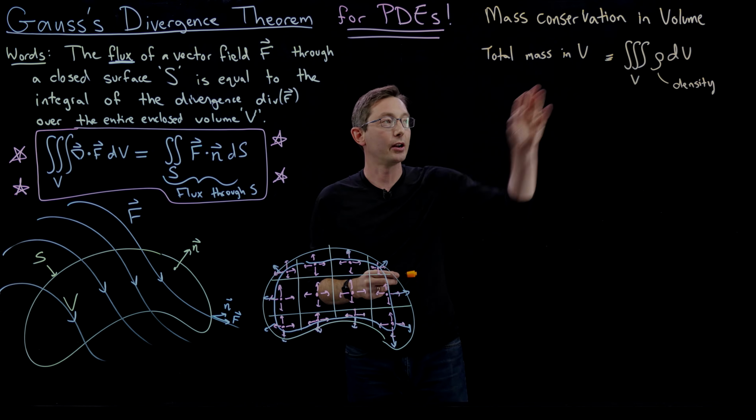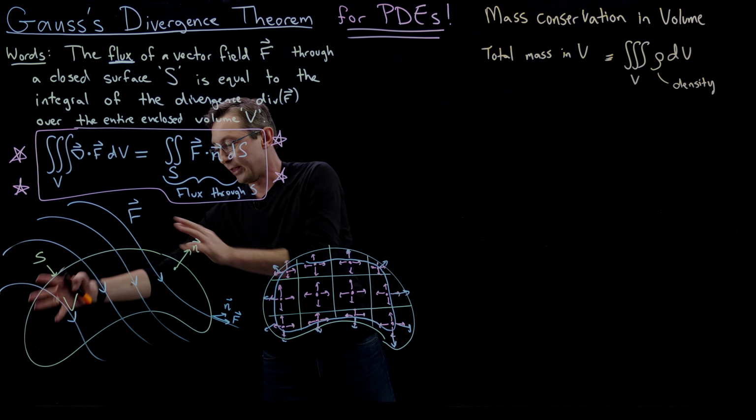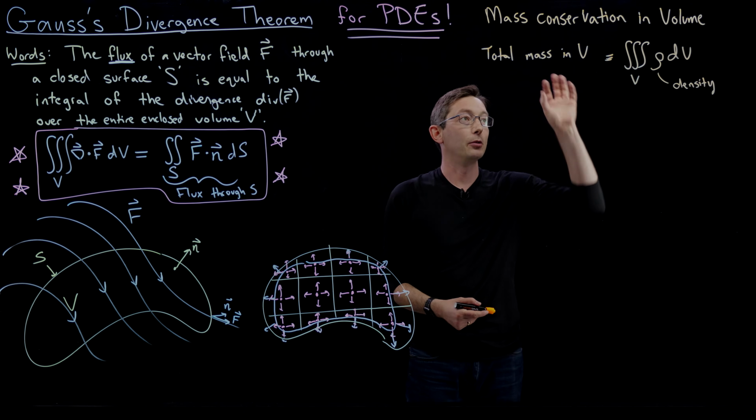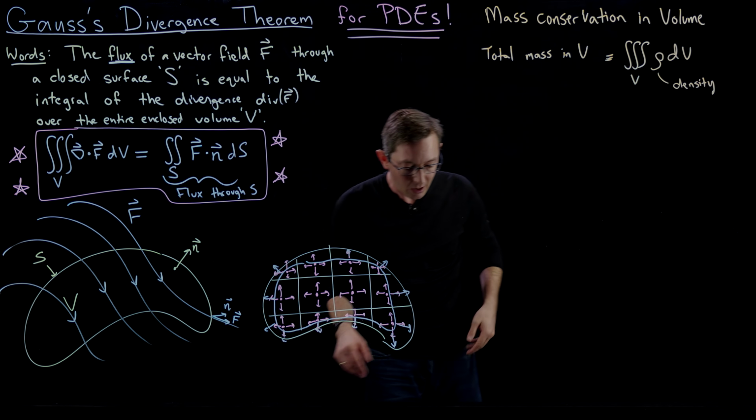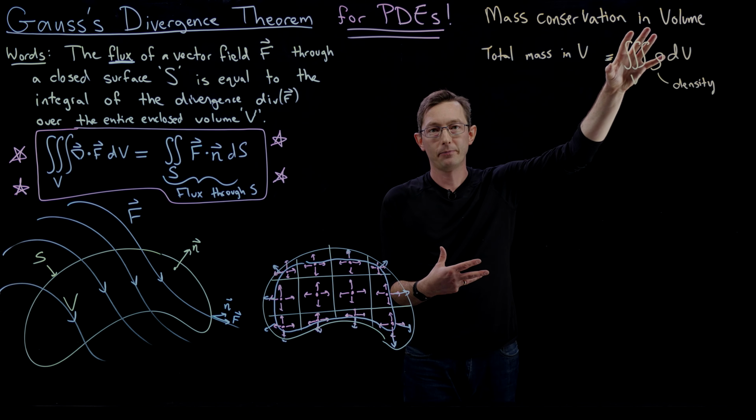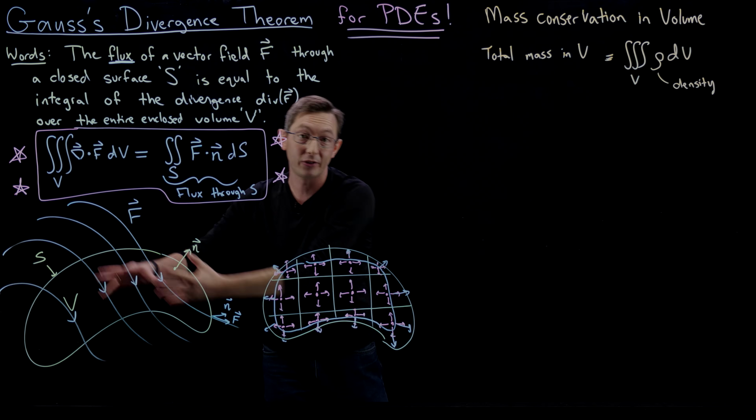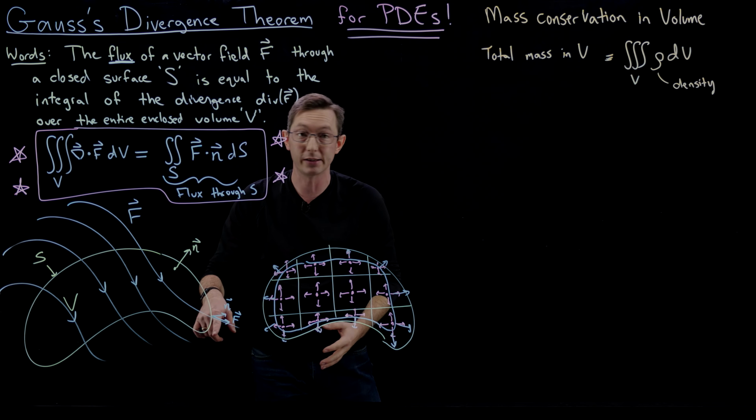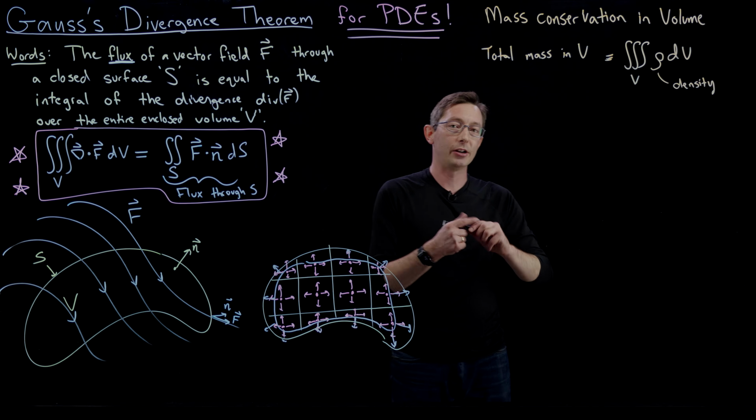So the density of whatever my fluid is, if I integrate that density over the entire volume, I will get the mass in that volume. And so the rate of change of that mass in the volume is equal to how much of that mass is being fluxed out of that volume through the surface integral. So that's what I want to write down. This is the basic conservation I want to write down.